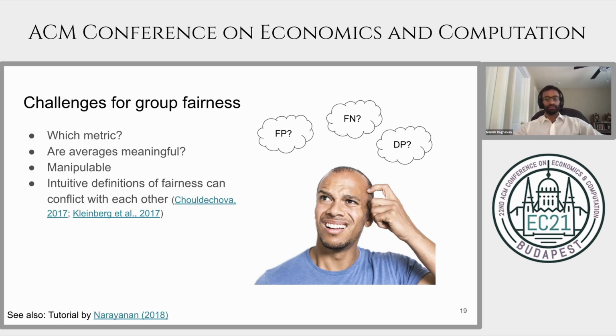And finally, it's worth noting that many of these metrics and measures that we've discussed here are actually incompatible with one another. So except under some limited circumstances, it's actually mathematically impossible to simultaneously equalize multiple constraints. Okay, so these are some of the reasons why group fairness might be challenging to implement in practice.